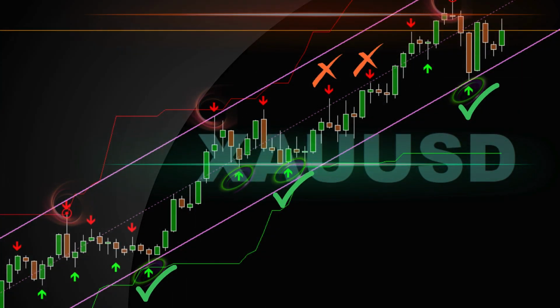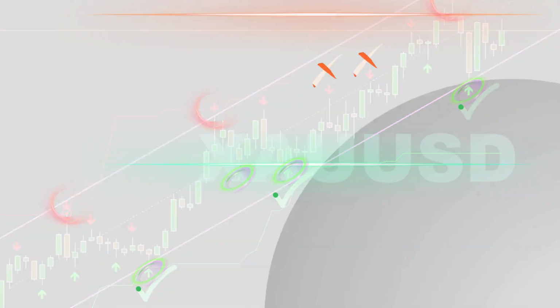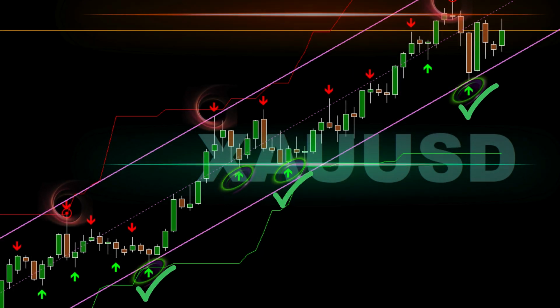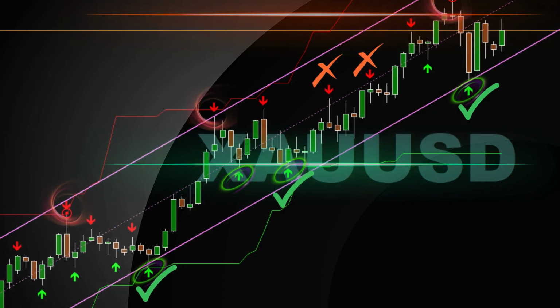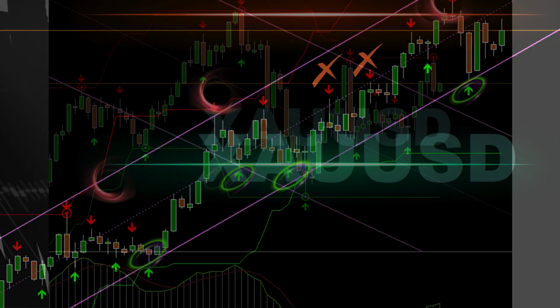When a fractal arrow appears, the first thing you should do is check its location. Ask yourself, is the fractal appearing at a known support or resistance level? Use historical price data to identify these key levels. Is it near a trendline support in an upward trend or at a channel boundary, either the upper resistance or the lower support? Let's look at a real example on the gold chart.